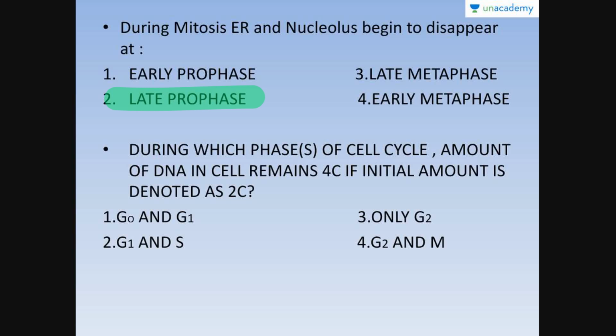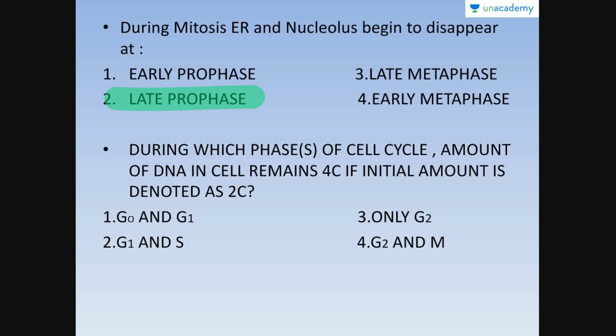So the first option is totally wrong, because neither in G1 nor in G0 phase has DNA replication yet occurred. So the amount of DNA is 2C only. Next option is G1 and S phase. G1 has already been crossed because it is a phase during which the DNA is 2C only. It is just the growth phase and DNA replication does not occur. But the second option is yes, because during S phase DNA synthesis or DNA replication is occurring.